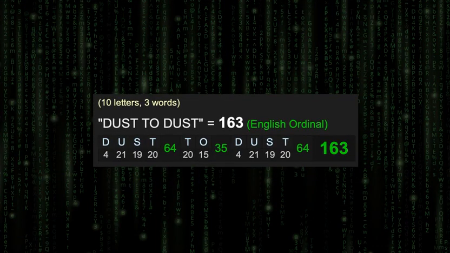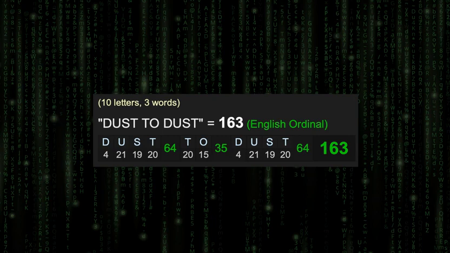The generic phrase "dust to dust" sums to 163. And here we learn about the importance of prime numbers in decoding. A key number, in this case 38, can be quote-unquote hidden or occulted behind a prime number.